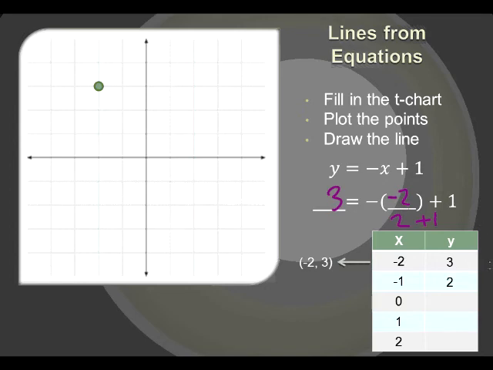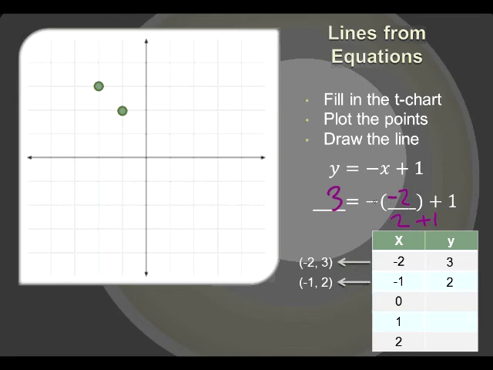And then we would fill in the next point in the same way. We plug in negative 1. Opposite of negative 1 is positive 1. Plus 1 is 2. That gives you the point negative 1 comma 2. And that says go back 1, up 2. Gives you your next point. Continue in the same manner.